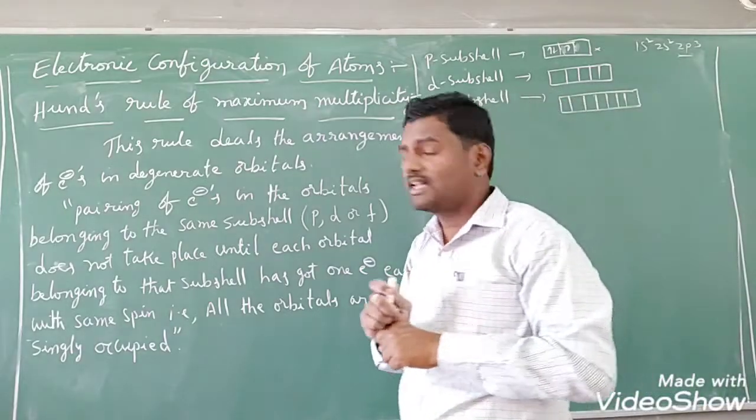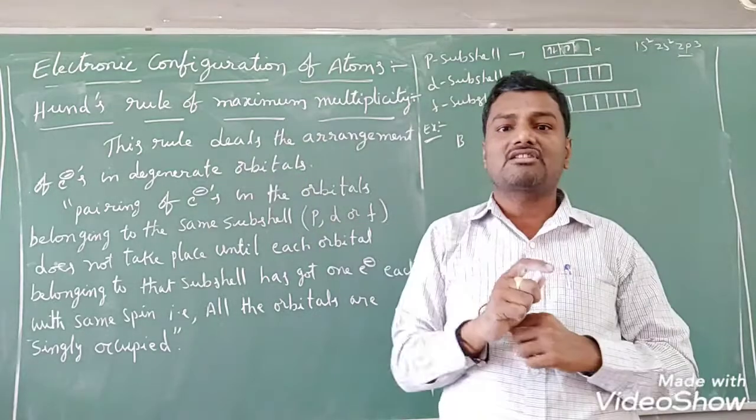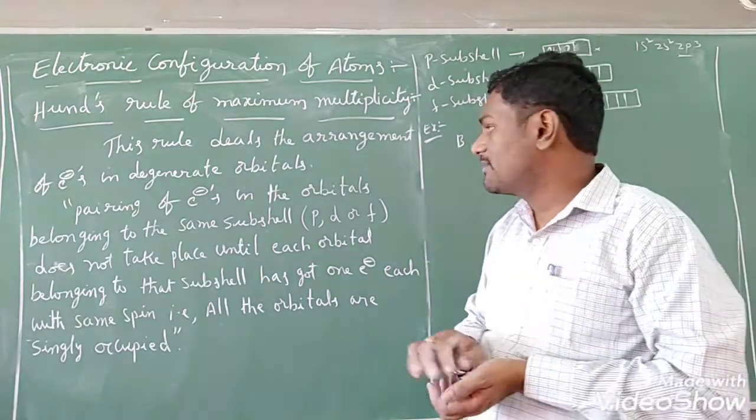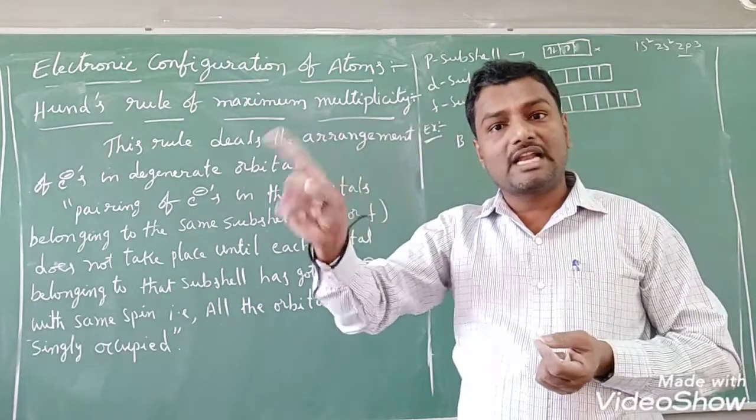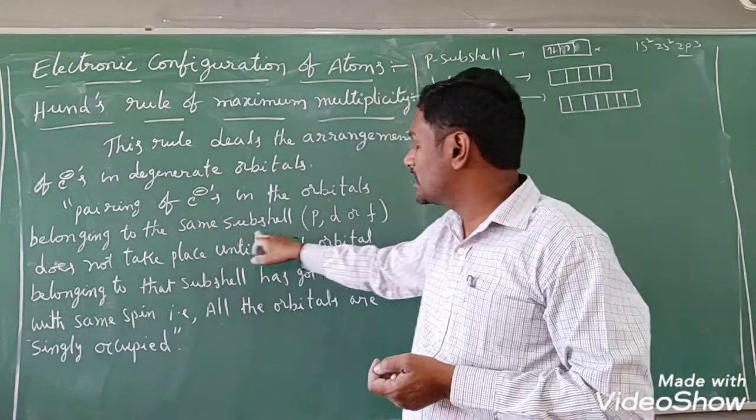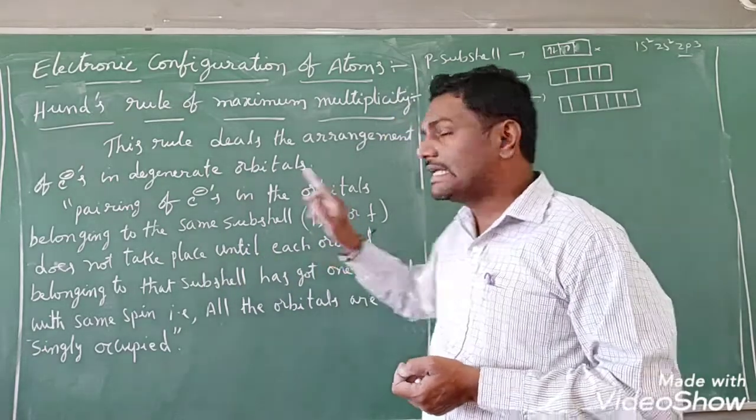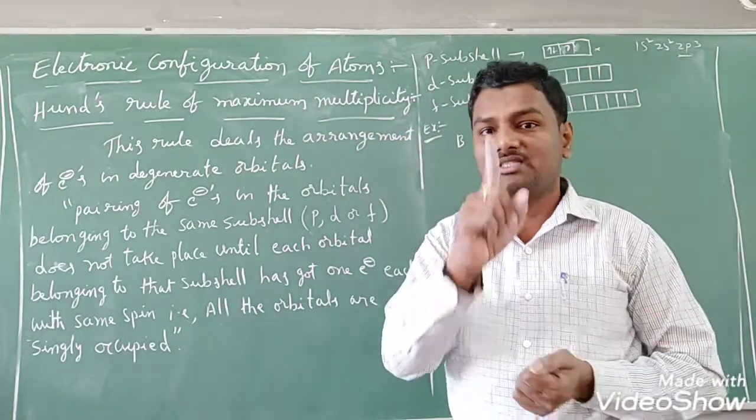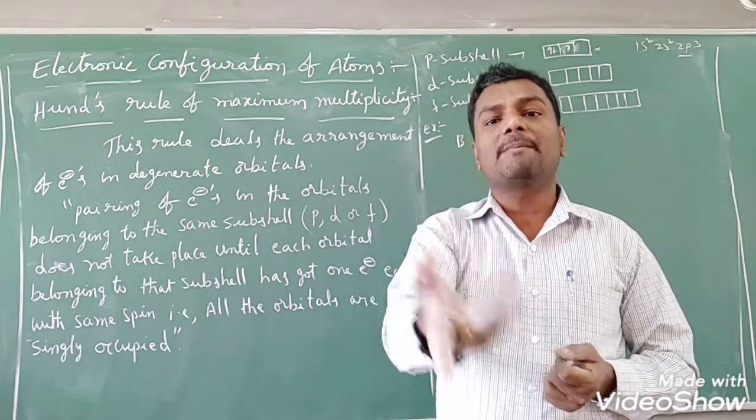So how to enter? What is this rule? The main aim of the rule is what? This rule mainly deals with the arrangement of electrons in degenerate orbitals. How do we arrange the electrons in the case of degenerate orbitals? First, all the degenerate orbitals should be filled with 1 electron. Then only is pairing taking place according to this rule. Pairing of electrons in the orbitals belonging to the same subshell p, d or f does not take place until each orbital belonging to that subshell has got 1 electron each with the same spin. That means all the degenerate orbitals are singly occupied, and then only pairing takes place.